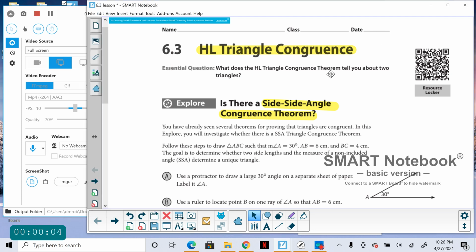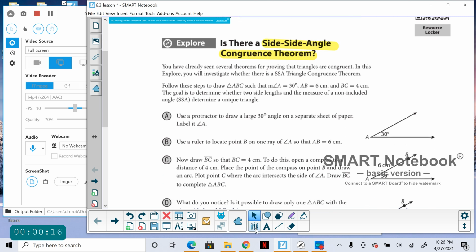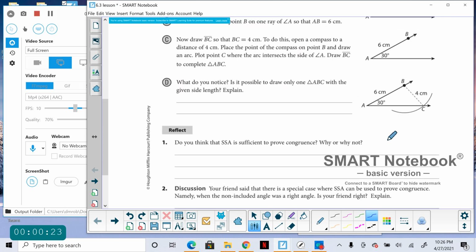Okay guys, we are starting lesson 6.3. This is the last of our congruence theorems. So first, is there a side-side angle congruence theorem? I think Mrs. Davis already mentioned this in class, but if you didn't hear, there is not. Let's look at why real quick.